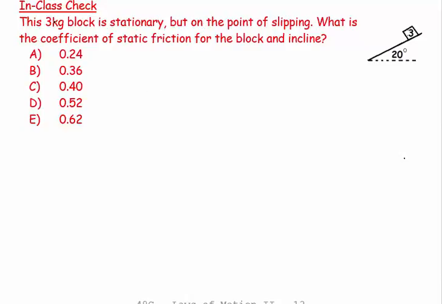Welcome. This question says a 3 kilogram block is stationary, but on the point of slipping. What is the coefficient of static friction for the block and the incline? And this diagram over here tells me that the mass of the block is 3 kilograms and the angle of inclination between the slope and the horizontal is 20 degrees.